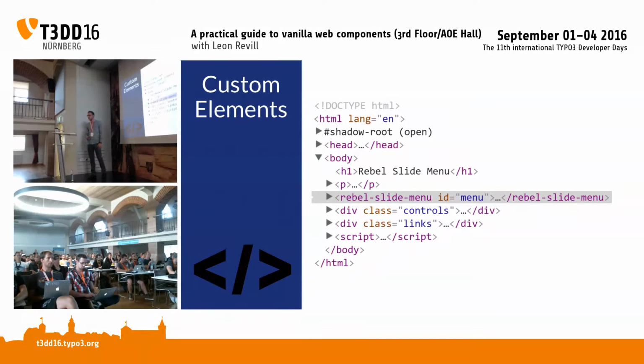So custom elements then, this is one of the specifications which makes up the web component spec. And that basically allows us to define our own custom DOM elements. So just like with H1 tags and P tags, we can define our own custom element, which is how people use our web component. So in this example, we've created a custom element called Rebel Slide Menu, which is the slide menu we're going to create shortly.